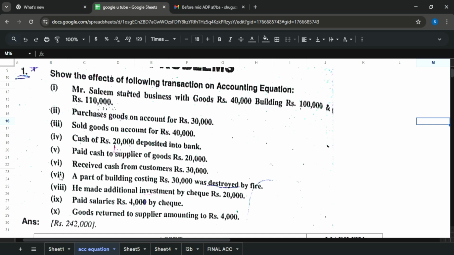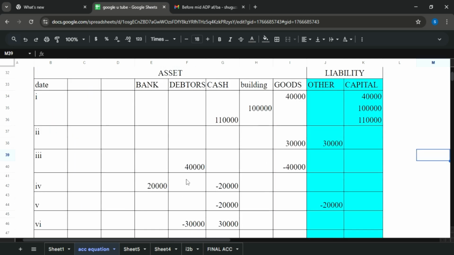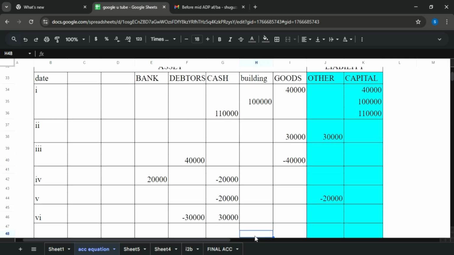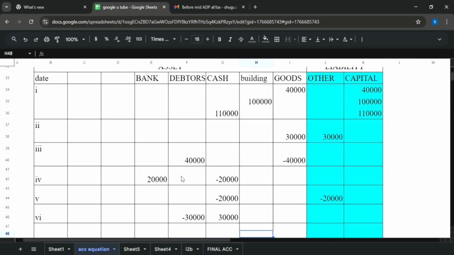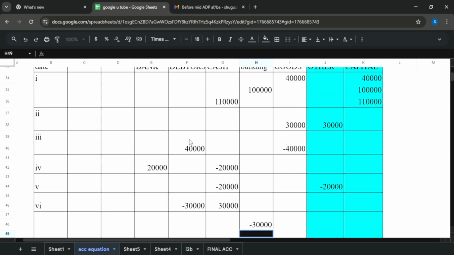Now entry number 7. A part of building costing rupees 30,000 was destroyed by fire. It is very interesting to understand. Part of building destroyed. It means there is decrease in building. We have already mentioned building over here. In entry number 7, there is decrease in building. 30,000. Decrease means minus 30,000.